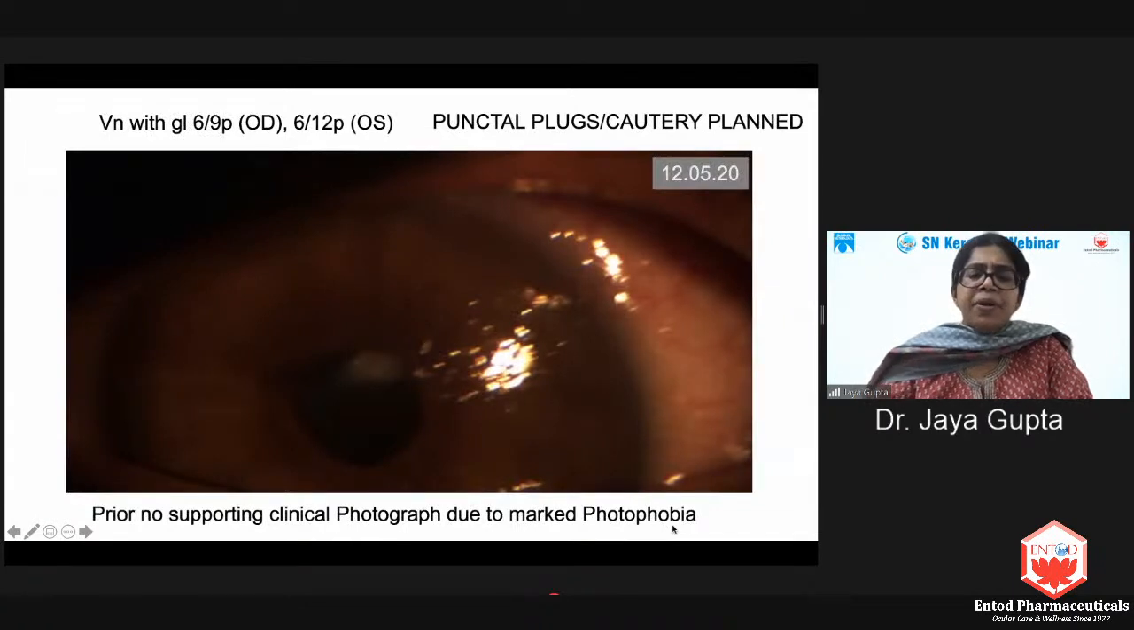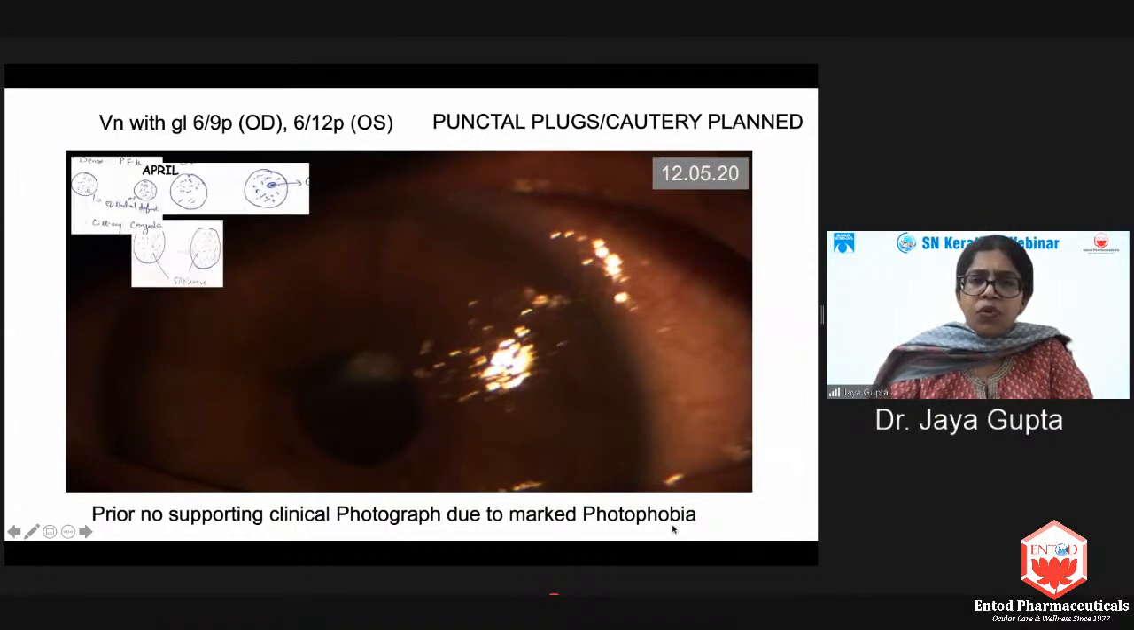He was re-examined on 12th May, when the vision improved to 6/9 in the right eye and 6/12 in the left eye. Prior to this, I don't have any supporting clinical photograph due to the marked photophobia. Punctal plug and cautery were explained to the patient for his dryness.